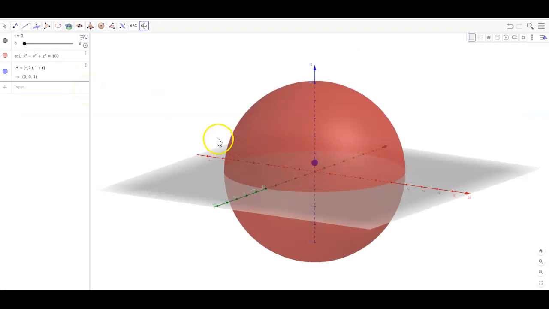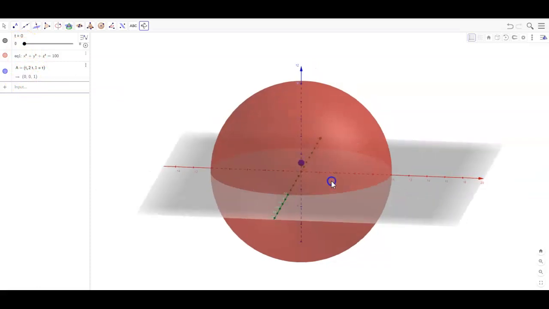So here's a little 3D GeoGebra simulation. I have a slider here starting at t equals 0. The sphere of radius 10 is x squared plus y squared plus z squared equals 10 squared. And here I just have a point that is referencing the current value of t: t for x, 2t for y, 1 plus t for z. So when t is 0, you see that the particle is at the point 0, 0, 1.